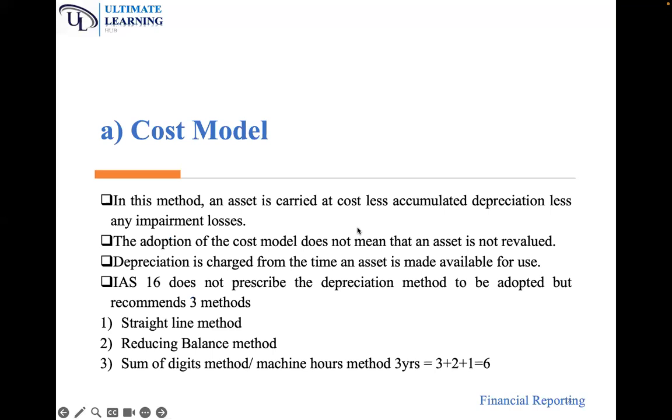Now let's start with the cost method or cost model. In this method, an asset is carried at carrying amount. I'm paraphrasing that sentence. So what is carrying amount? Cost minus accumulated depreciation minus any impairment. So under the cost model, if you want to know the value to show in the statement of financial position, you take the cost of an asset, you less accumulated depreciation, you less any impairment.